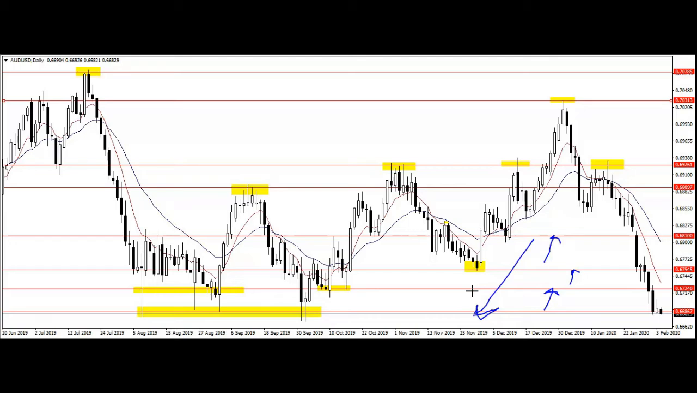But for now, we're going to wait for a retrace in one of these areas here, or even potentially higher. That would be great. But for now, we just wait for that, and we will be taking a short entry on this pair at some time in the future. I am sure of that.